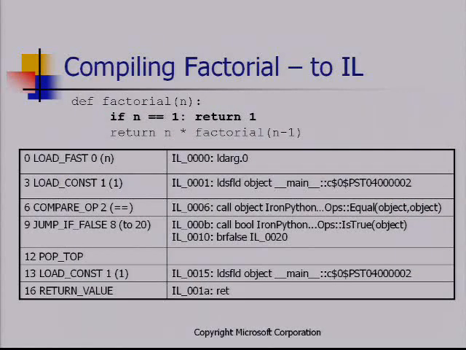OK, so here's compiling factorial in IronPython to Microsoft bytecode, to IL. And here's the exciting function that we're going to show down here. If n == 1, return 1. On the left, this is the CPython bytecode. So this is the bytecode that the Python engine emits. And over here is the .NET bytecode that IronPython emits. What you'll notice is a lot of similarities.